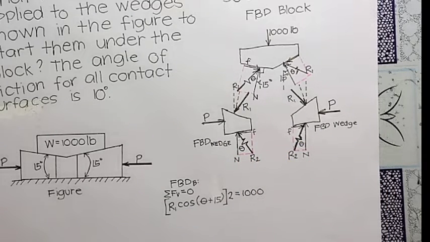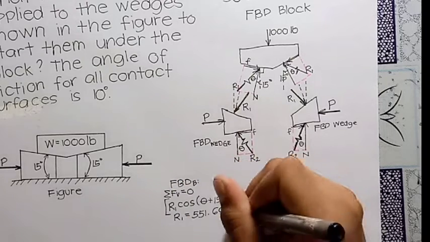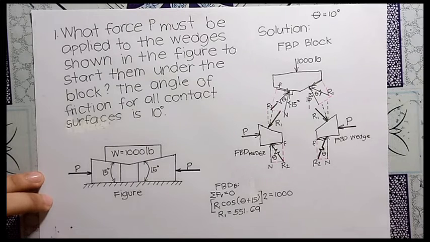The forces acting in the vertical direction on the free body diagram of the block are the weight force, which is 1,000 pounds, and the two resultant forces of the wedges, which are R1 times the cosine of 25 degrees. The 25 degrees came from the theta, which is 10 degrees, and the angle of the wedge, which is 15 degrees. 10 plus 15 is equal to 25 degrees. Solving this equation, we have R1 equals 551.69 pounds.